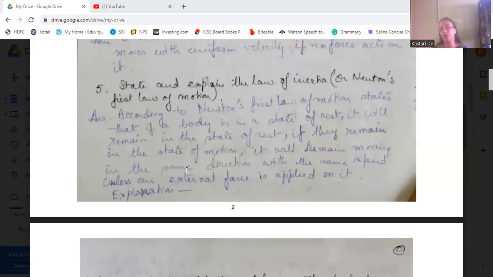And when a body is at rest, like the same example, if the car is staying in the garage, unless you switch on the car, that is, a force is applied by pressing the accelerator, it will not start moving. It will remain in that state. So this is the explanation of this law of inertia.